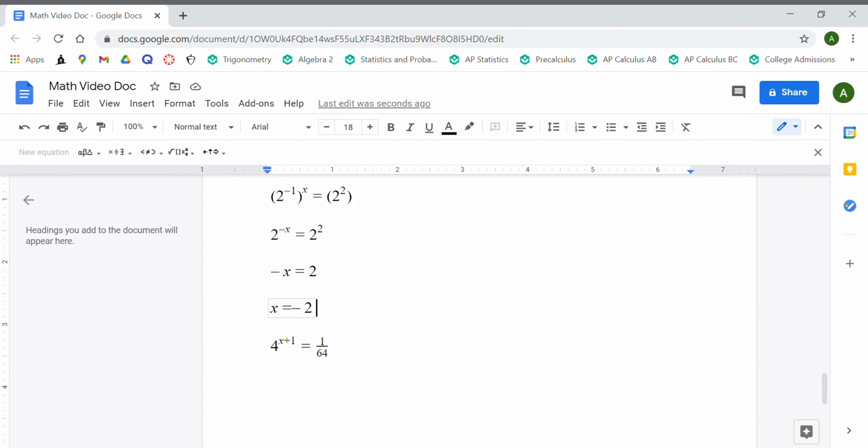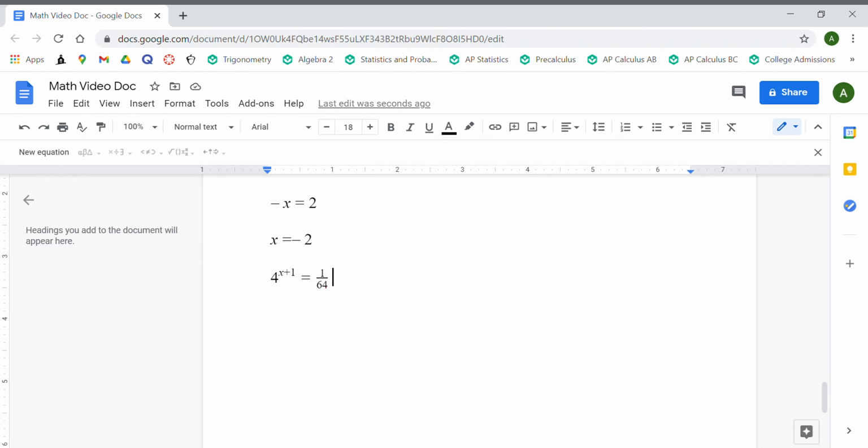This is going to be our last one for the day, guys. So we have 4 to the power of x plus 1 equal to 1/64. This time you do not have to rewrite both sides. You can just rewrite one, okay? So pause the video, work this out on your own, and come back once you're finished.